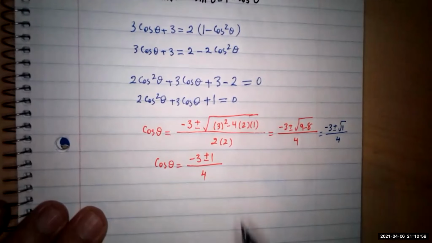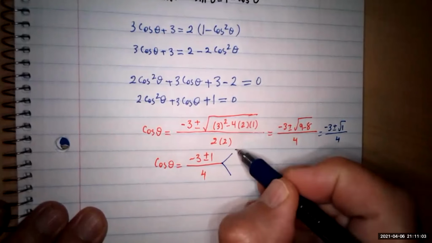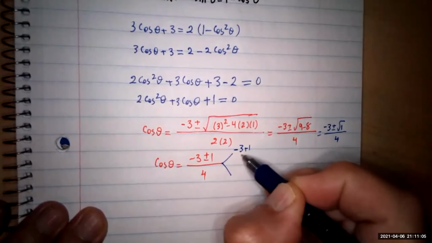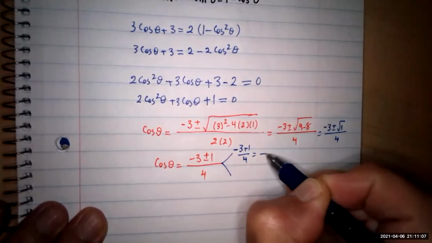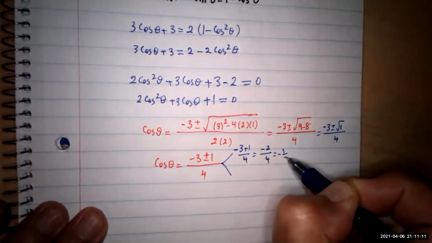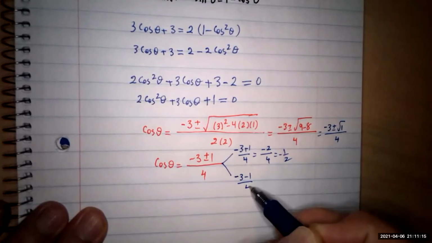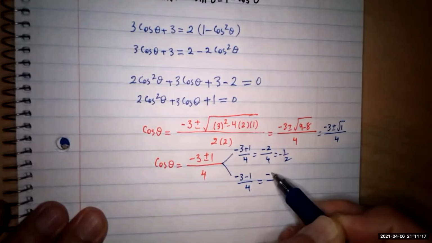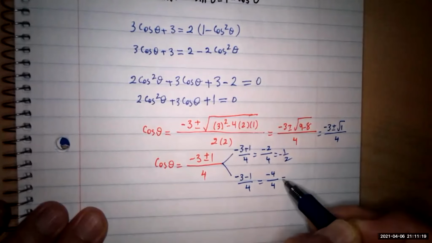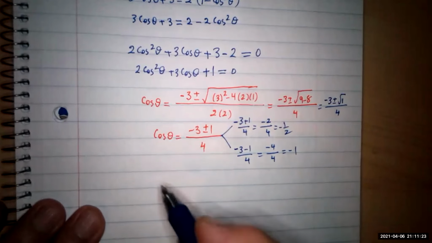Okay, now two solutions again. If you go with the positive, it's -3 plus 1 over 4, which is -2 over 4, which is -1/2. And this is -3 minus 1 over 4, which is going to be -4 over 4, which is -1. Okay, so you have two solutions.